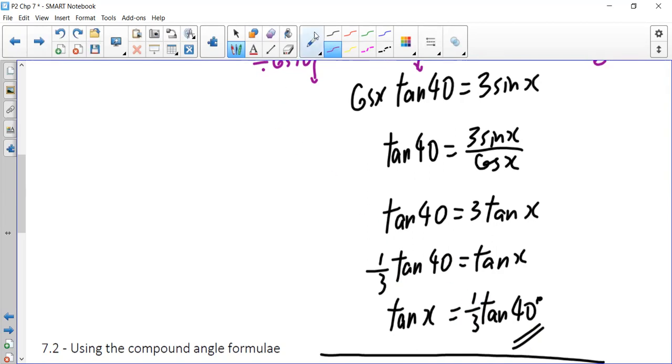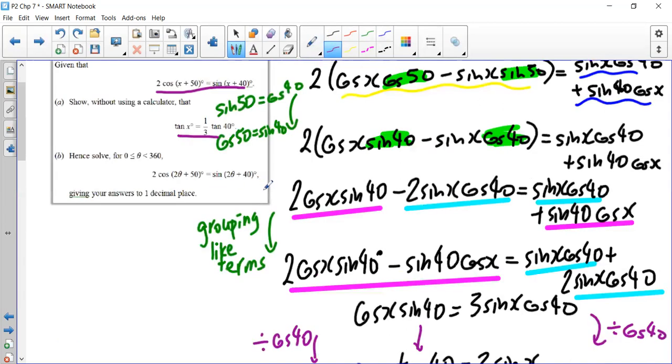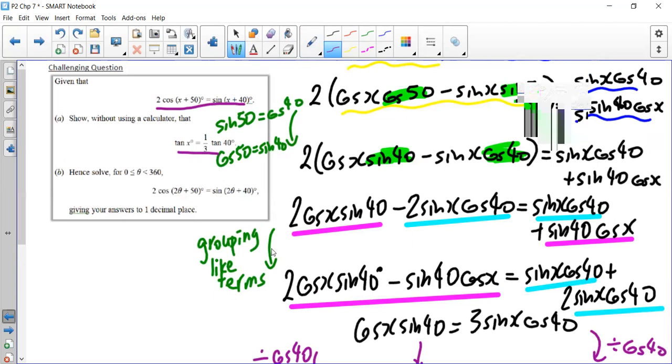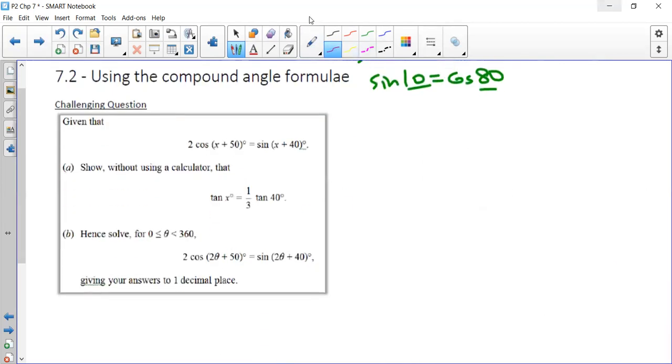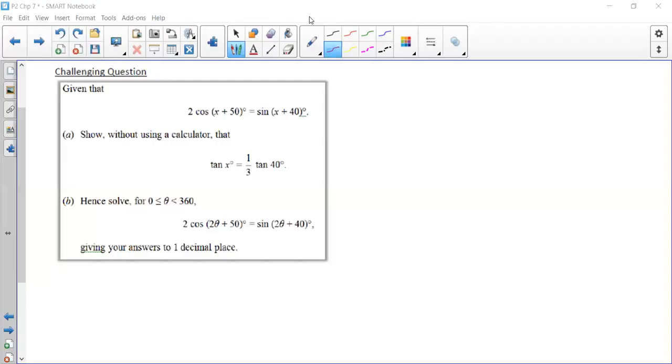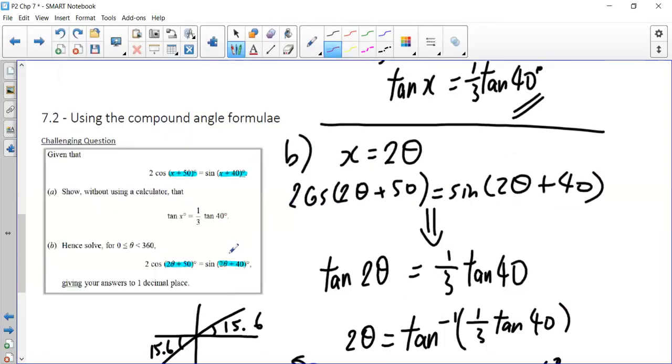Pause the video. Have a go at question B. When you're ready for the answer, you can press play. Where's part B? That's part B. Okay. Use the answer in part A and have a go in part B. So here's the answer for part B.